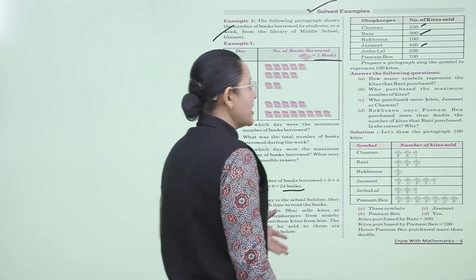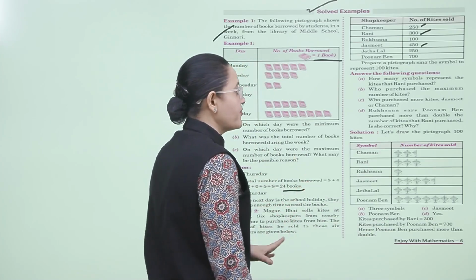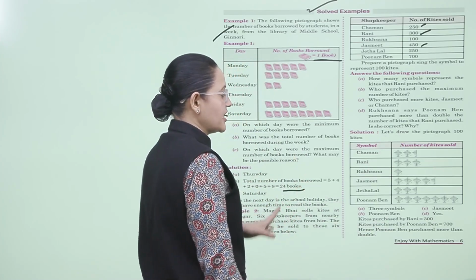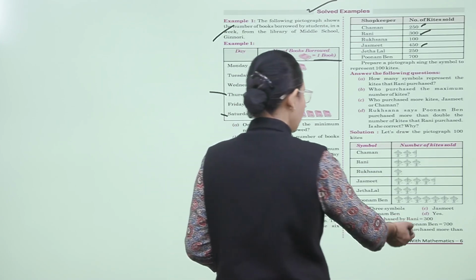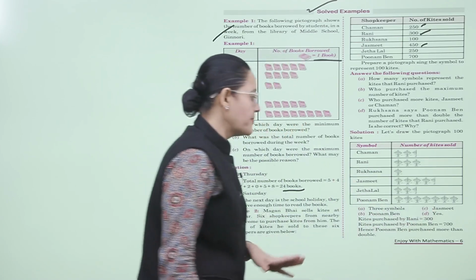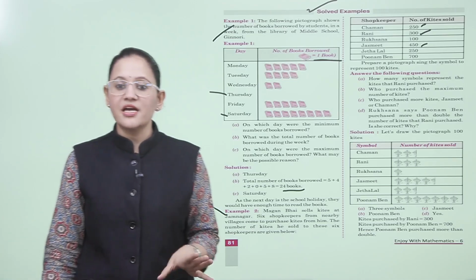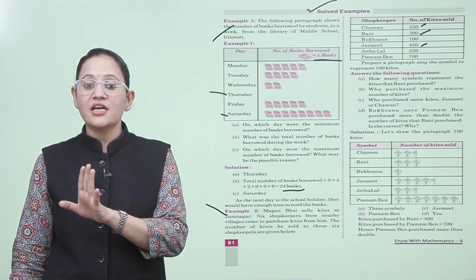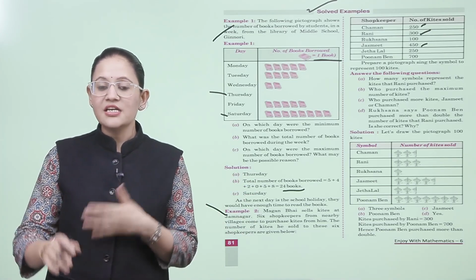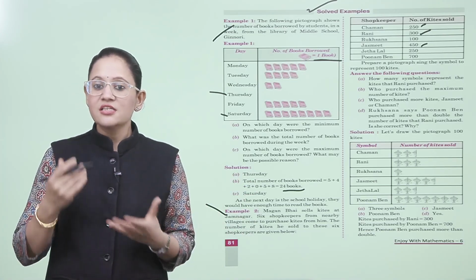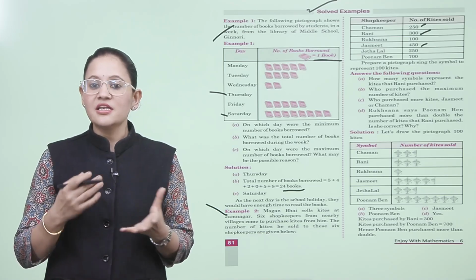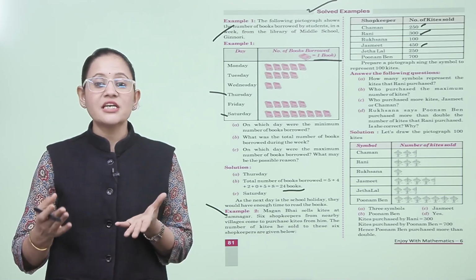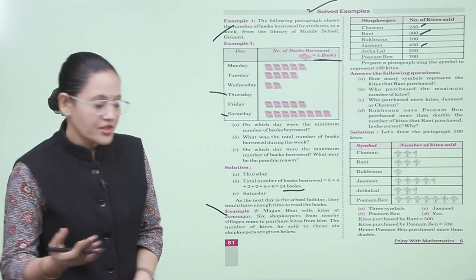Ruxana says Poonam Ban purchased more than double the number of kites that Rani purchased. Is that correct? Yes, that is correct. Why? Because the kites purchased by Rani are 300 and the kites purchased by Poonam Ban are 700. So, 2 times 300 is 600, and 700 is more than 2 times. So, that is correct.